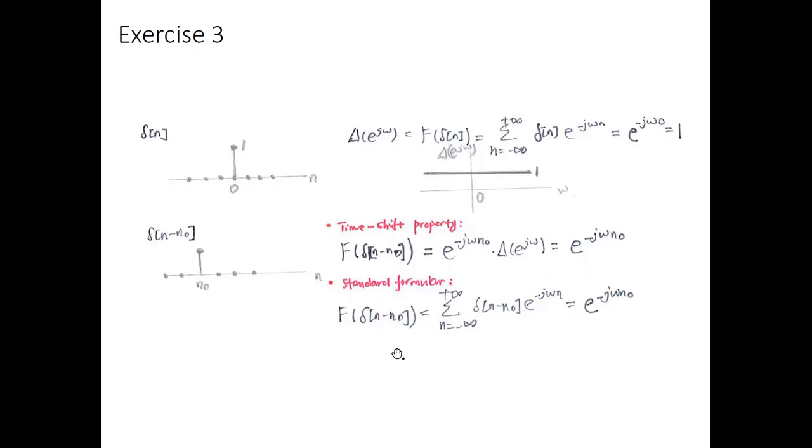Then again, the result is only a function of the variable omega. And we can check it by using the standard formula. The standard formula just tells us the signal delta n minus n0 multiplies this exponential, and we take the infinite sum. But again, because this delta is zero everywhere except for one term at n0, the infinite sum becomes the single term with delta equals one, exponential minus j omega n, n equals n0. So the two methods lead to the same result. We are doing the right thing.